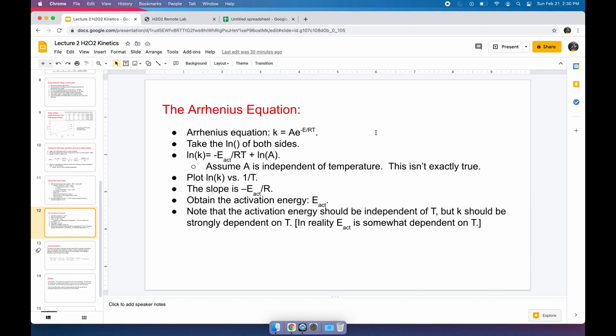So you just have 2 points. You fit a line to that. Excuse me, it's going to look like that. The slope will be negative, and the slope is equal to negative E over R, and you solve for E activation, the activation energy. The activation energy is positive. Please don't give me a negative activation energy. All right, that's it. Thank you.